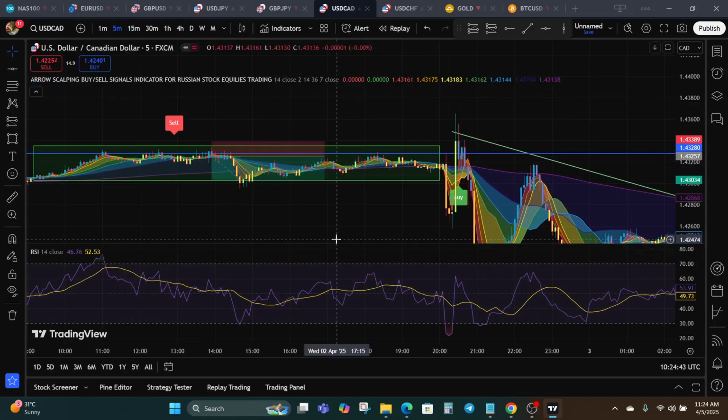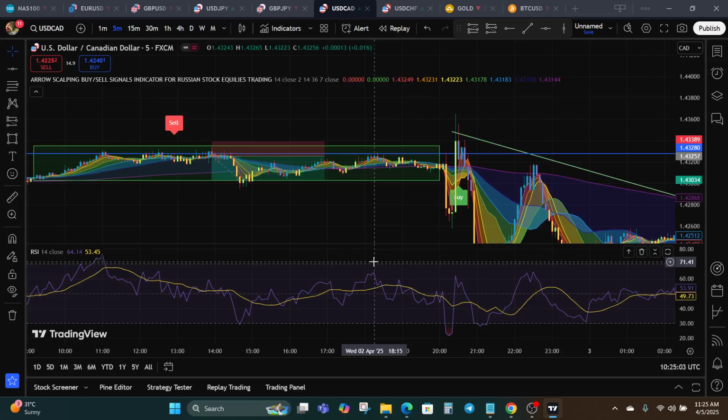All right. Now, risk management is also very important. Even though the indicator provides clear signals, always remember to manage your risk. Set your stop losses and take profits in advance so that you are protected in case the market moves against you. All right. Now, this indicator is quite a fantastic tool for anyone looking to make quick, precise trades.